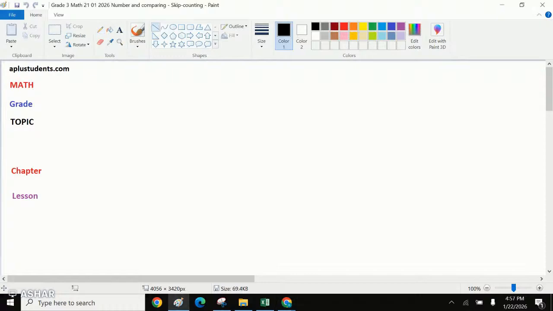The first thing you need to do is go to aplusstudents.com. You need to go to the website. Once you're on the website, you need to log in, select math as your subject, and go to grade 3. This is the grade 3 lesson.